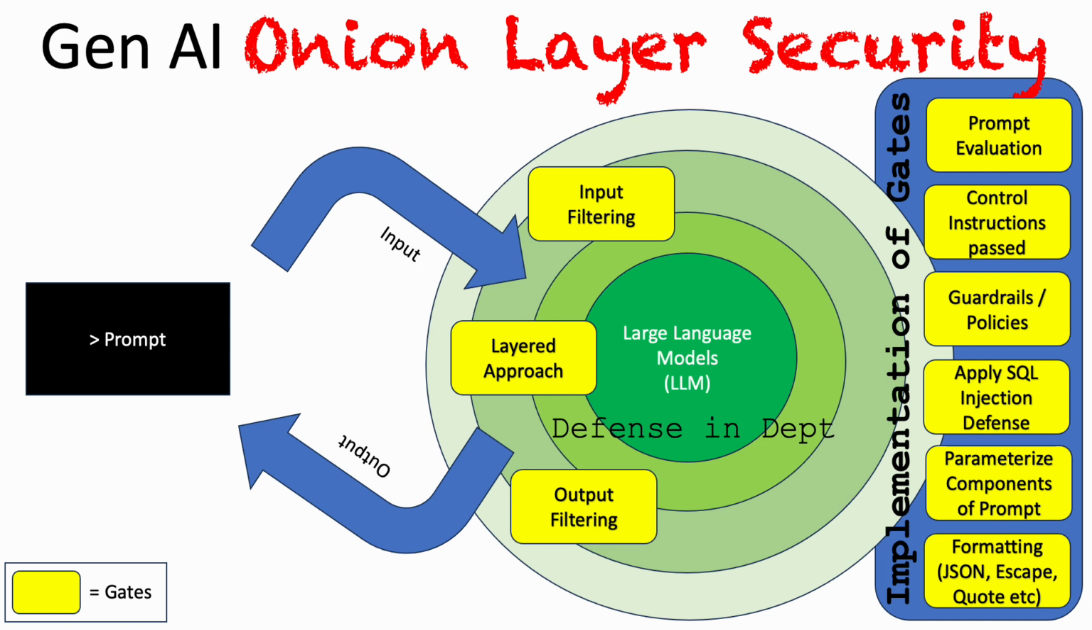All these different layers are basically implementations of gates. When we put these individual gates together, we create a layered approach, just like layers of an onion. And that's an approach to securing generative AI. That concludes today's module.